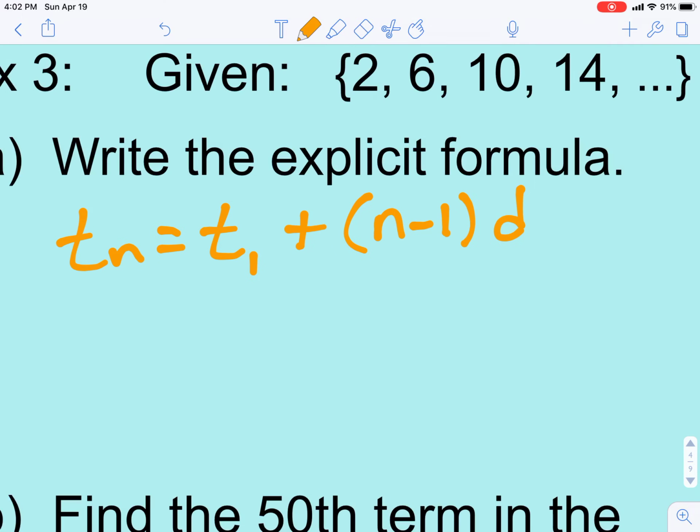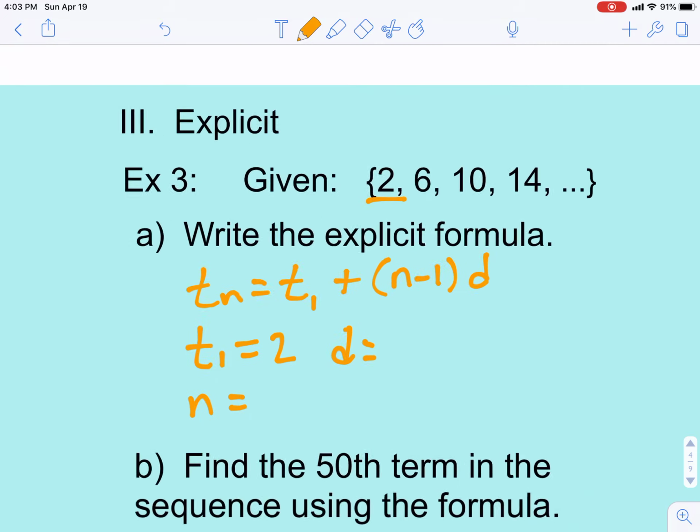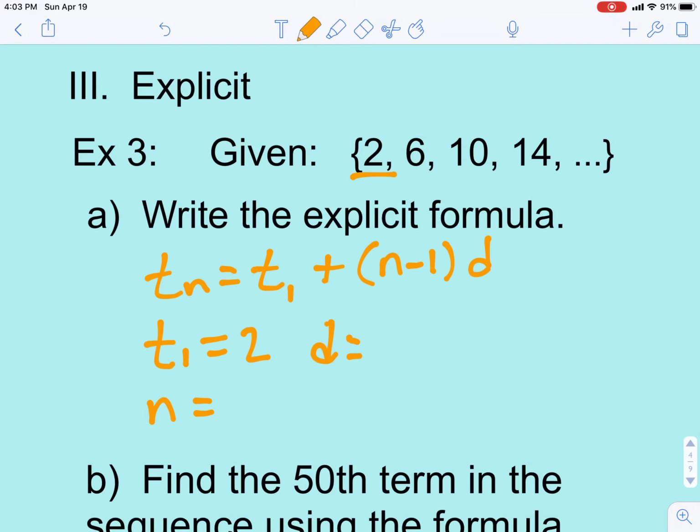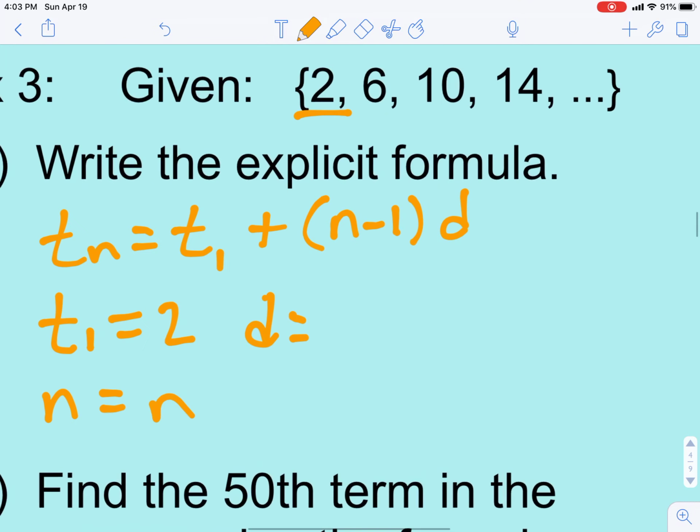So what I like to do is I just like to make some notes. What's the first term? What's n? And what's the common difference? And then that's going to help us build our equation. Right? Well, the first term is 2. The number of terms, we don't know the number of terms, so we're just going to leave it as n, because this is the formula for any amount of terms. And then the common difference is we are adding 4 each time.